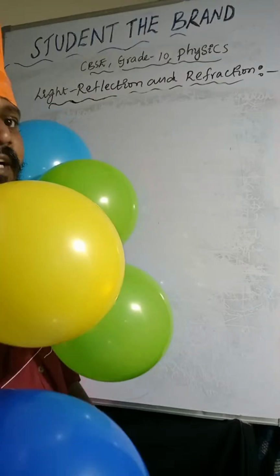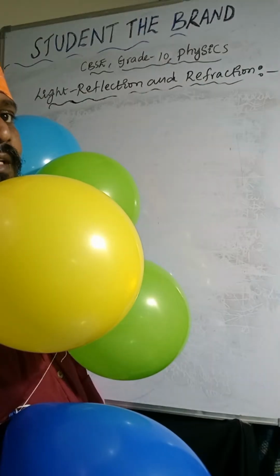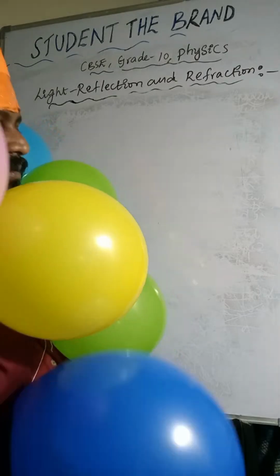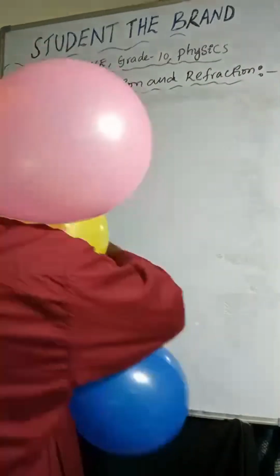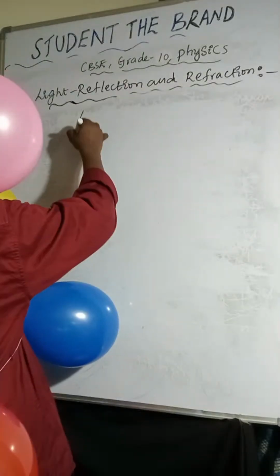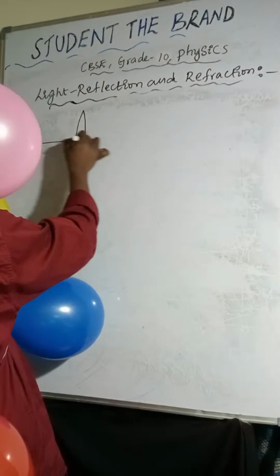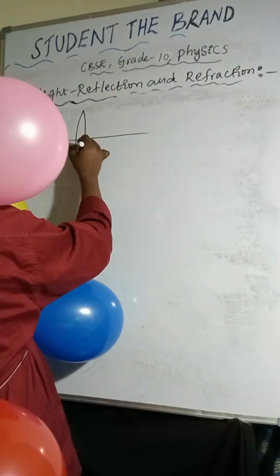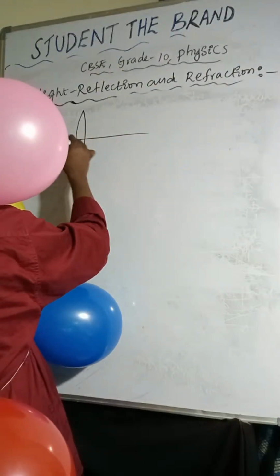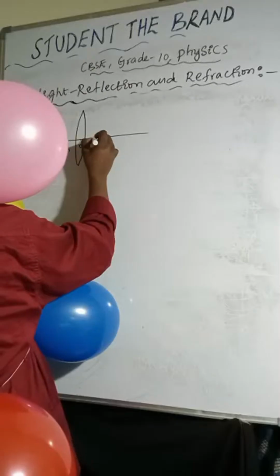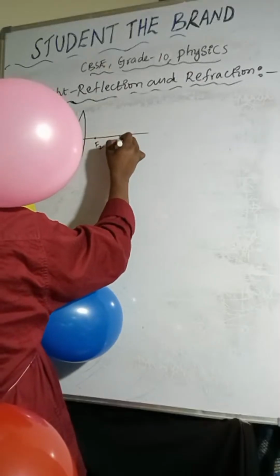So ray rules and image formations we'll discuss. Ray rules and image formations. So convex lens, optic center, F1, F2, 2F2.